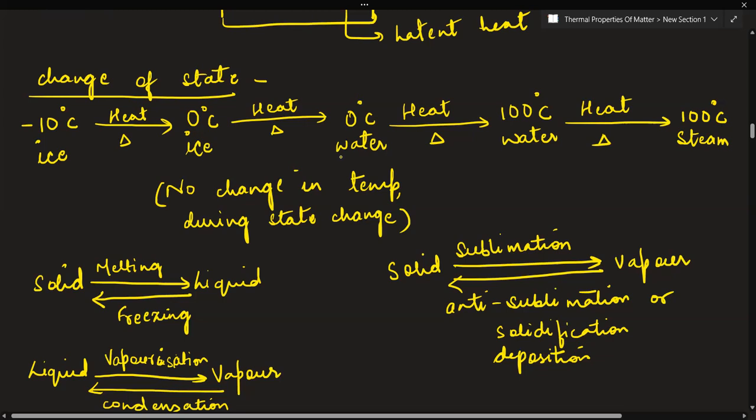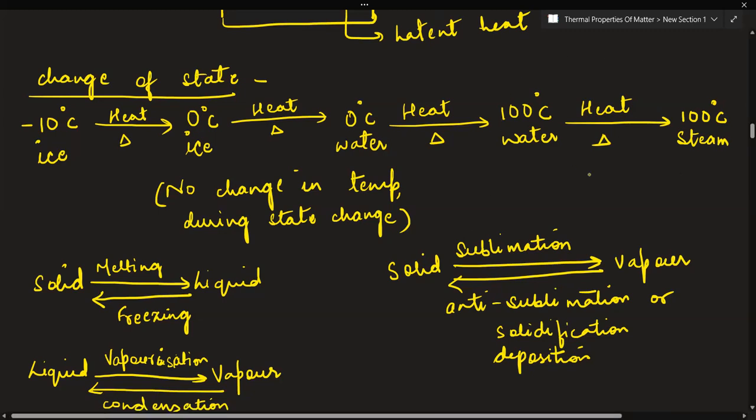Now what will happen if I further apply heat to this? Water will change its temperature again. From 0 degrees Celsius, water will go to 100 degrees Celsius. Now tell me, is it change of state or change of temperature? Change of temperature. All right. Now when I apply more heat to this 100 degrees Celsius water, what happens? Vapor forms. That's how evaporation occurs. So 100 degrees Celsius water will be converted into 100 degrees Celsius steam. This is the basic change of states knowledge that you all are aware of.